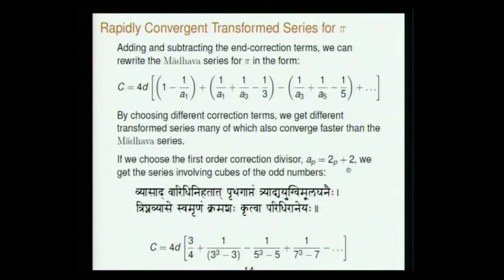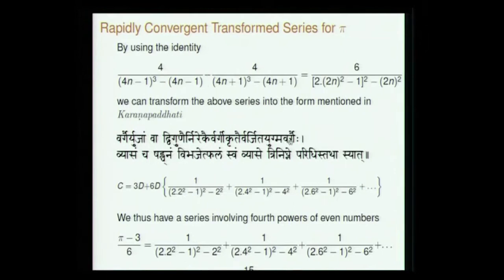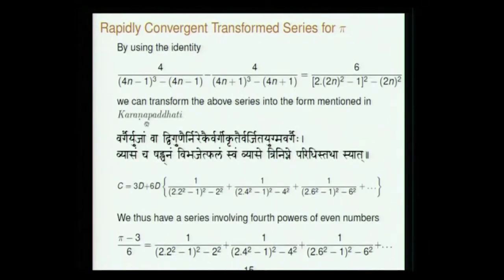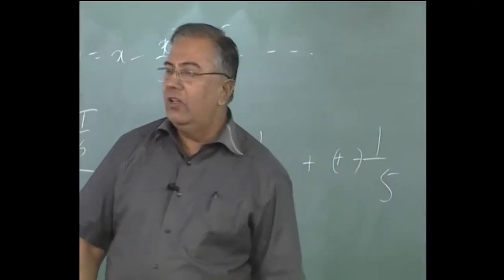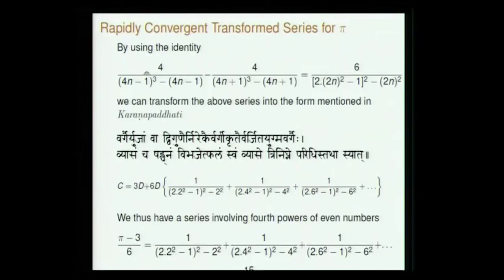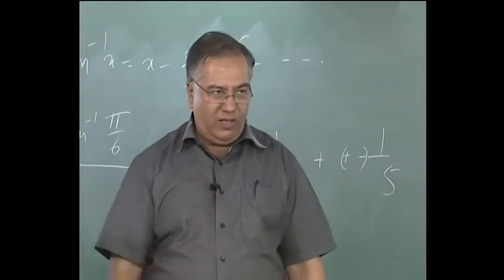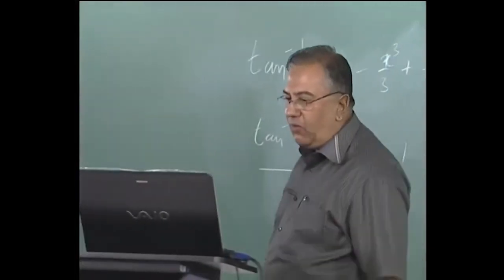Now, you put instead of 2p plus 2, anyway, before that there is another transformation that you can do. And that transformation is done in the Karana Paddhati, one of the later works on astronomy. There in Karana Paddhati, it is observed that these two terms can be grouped in this way. The successive odd cubed minus the root, so 4n minus 1 cubed and 4n plus 1 cubed minus 4n plus 1, this can be simplified this way. Then you are going to get a series which involves the fourth power of successive even numbers. So, it is even more faster converging. So, that is the next transformation.